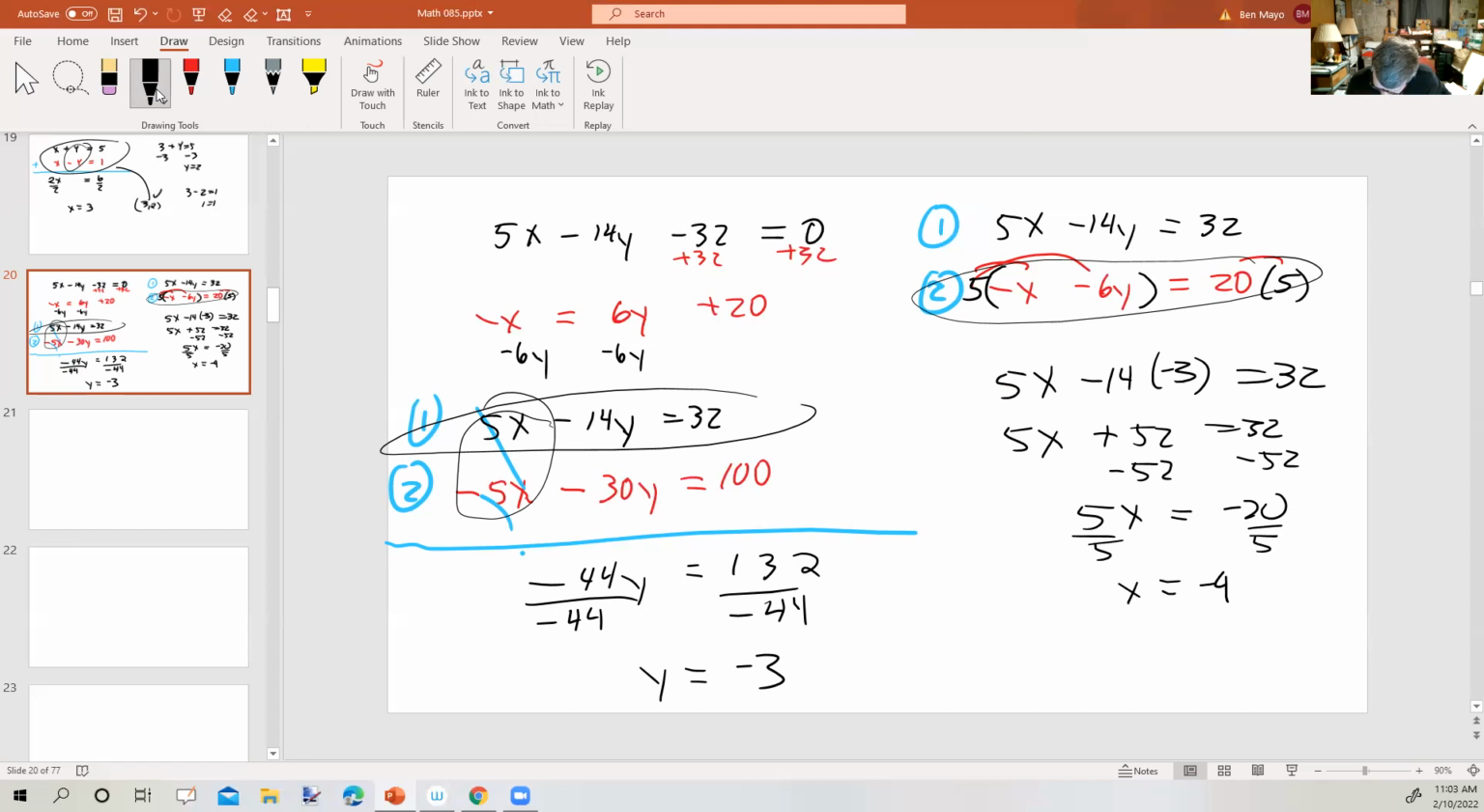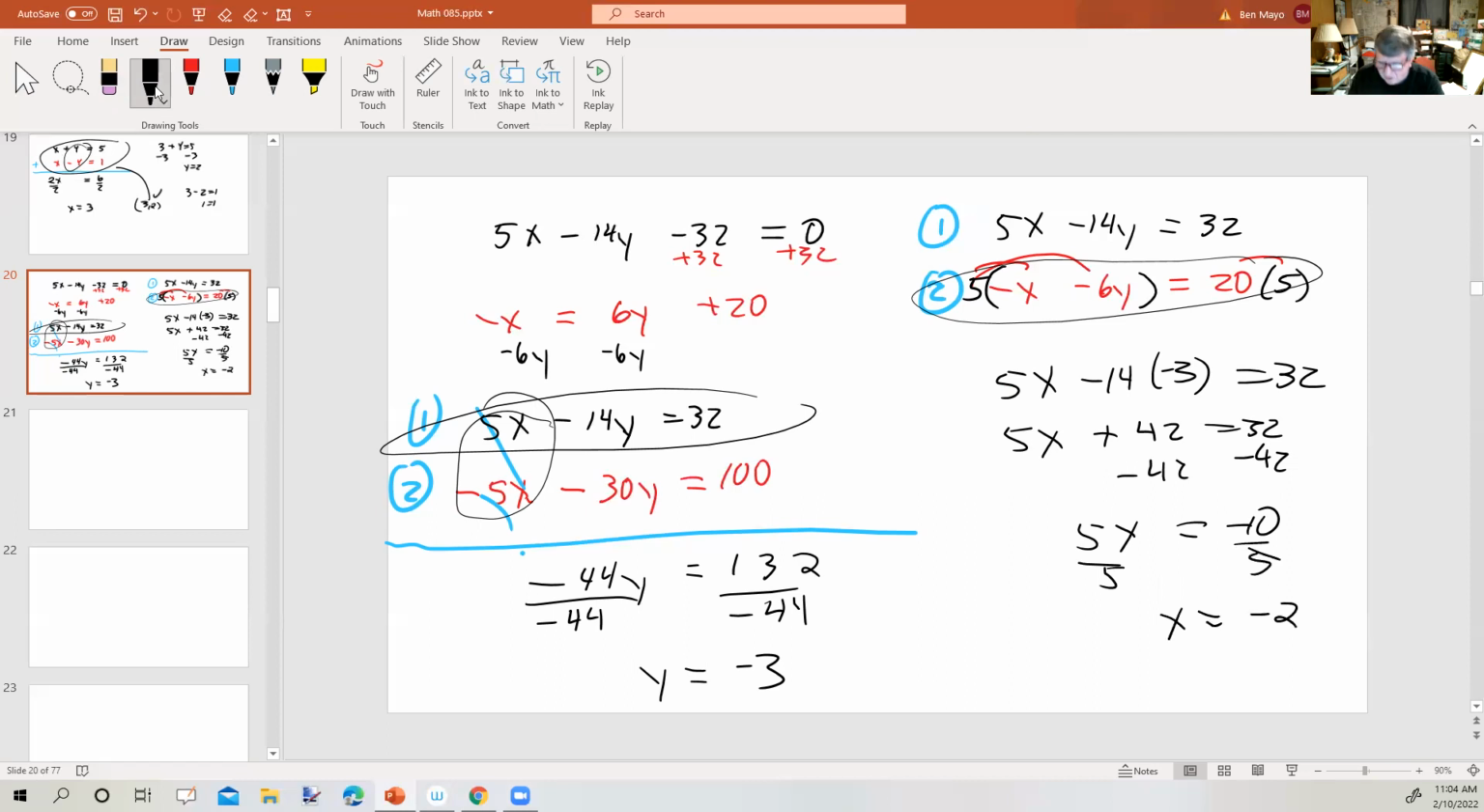Let's see here. Messed up, didn't I? Yep, sure did. My multiplication's not what it used to be, apparently. This would be plus 42. Aha. Then we'd subtract 42 from both sides. 5x equals negative 10. Divide by 5, x equals negative 2. So easy to mess up. Now, if I'd kept going, I would have found that it didn't work, but I didn't want to waste your time with that. Okay, so we've got negative 2, negative 3, and we found it in equation 1.